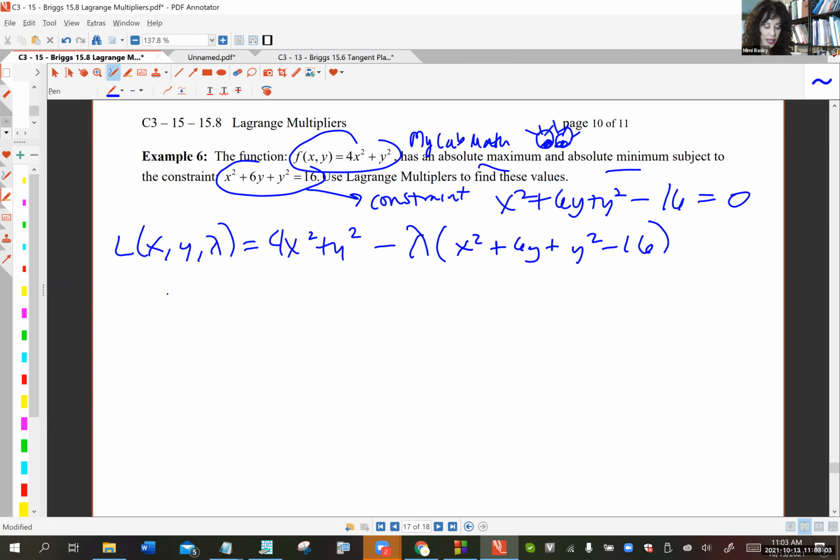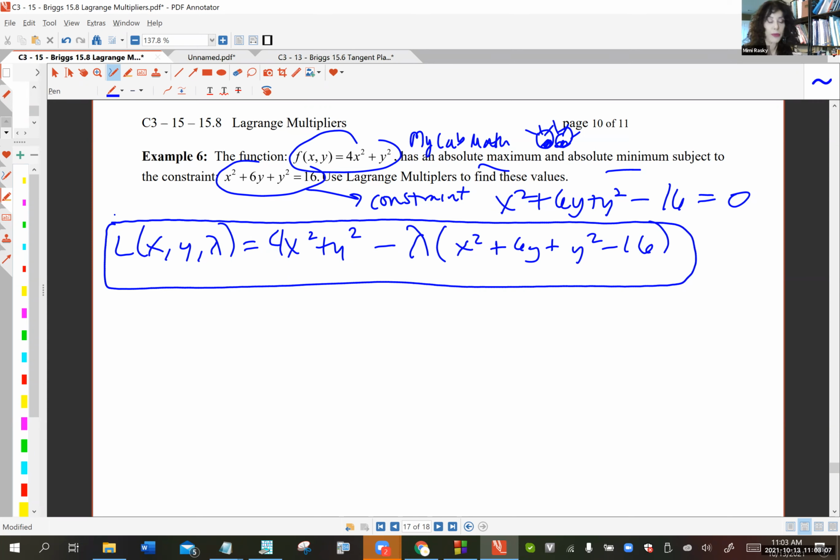Beautiful. Okay, so we're going to extremize, that's not a real word, but Dr. Vallone used to use it. Extremize that function. Find that big function's critical points. Okay, let's go get the partials.